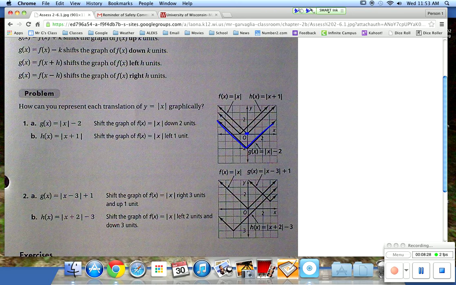In this one here, what happened? We put the plus inside of the absolute value, and it moved it over a unit, but it moved it opposite of what the sign is in here. It's a +1, and it moved it to the negative side. That's what happens when it's inside of the absolute value. Okay? So how can we represent this graphically?